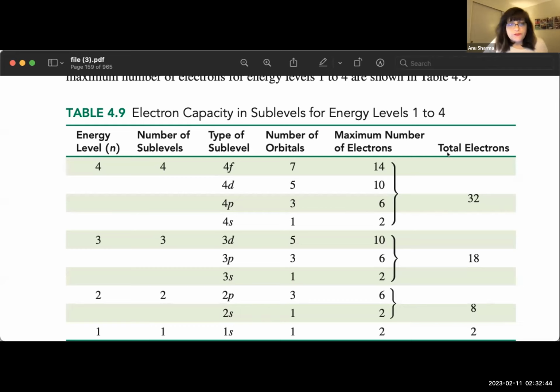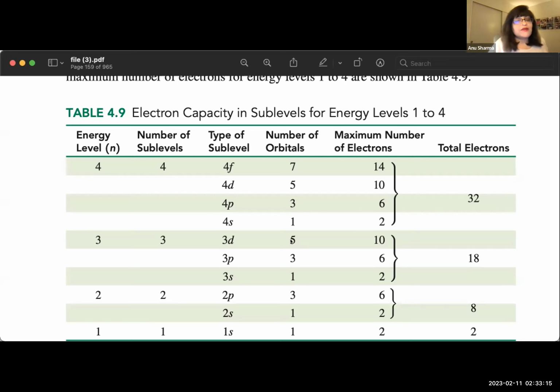Okay, so question 4.45, part A: indicate the number of each of the following. The number of orbitals in the 3d sublevel. You look at this table and find the 3d sublevel, and the question is asking how many orbitals there are. Reading this table, the number of orbitals is 5. So that's the number 5. I'm just putting it on a separate sheet of paper here.